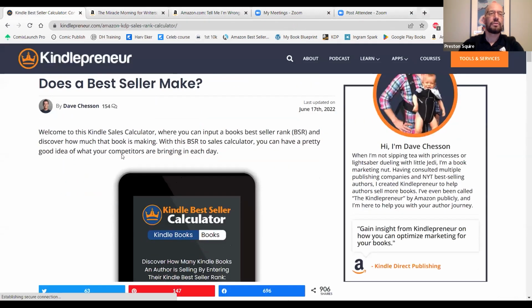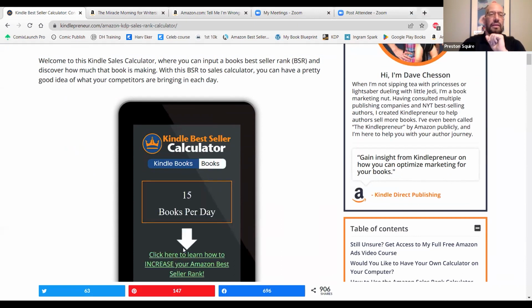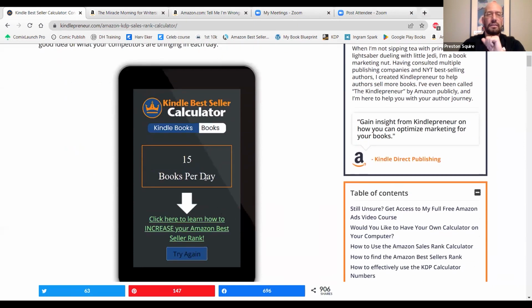Yeah, we're going to go to this calculator. I'm going to put in that rank here. I didn't copy. All right. And type it in, and it's 15. So now I know if I want to hit bestseller, I only need to sell more than 15 copies in a day. That's an achievable goal.